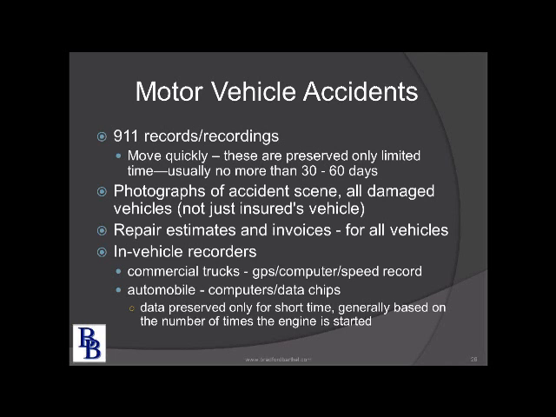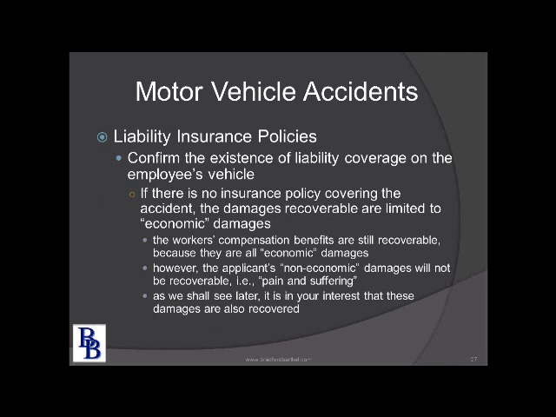Commercial trucks commonly have GPS, computer speed records. Even automobiles today have computer and data chips that can give you a great deal of information. But particularly in the case of automobiles, if you're going to get that data, you've got to get it immediately, because this data, because it's in such small computer chips, generally is only saved for a short period. It's generally based upon the number of times the car engine is started. So if it's started more than 4 or 5 times, the odds are very good you're not going to be able to get it.